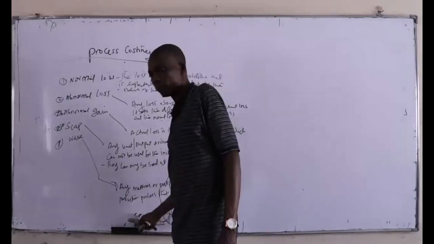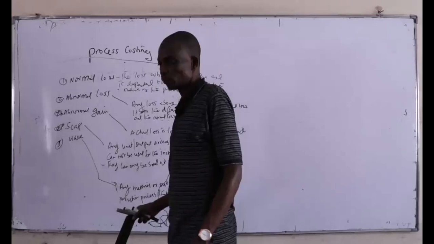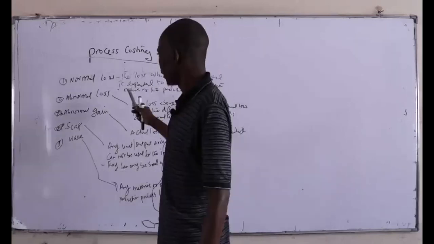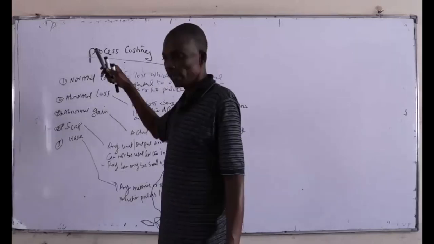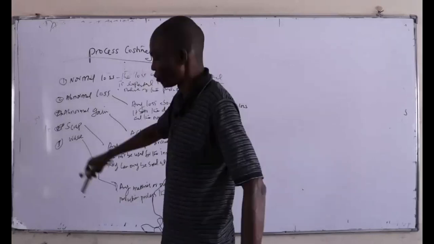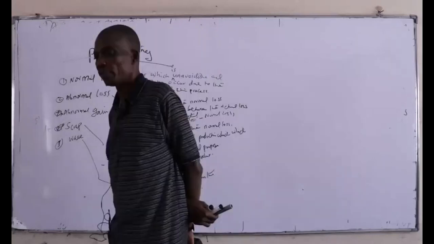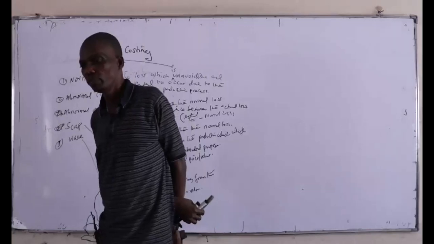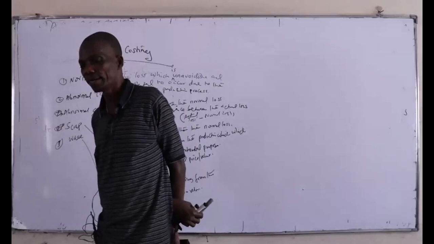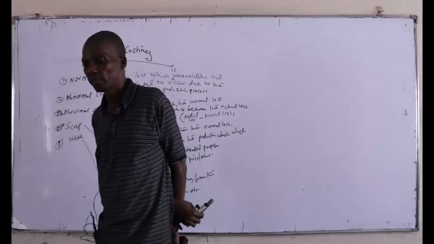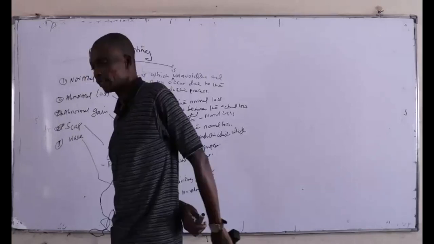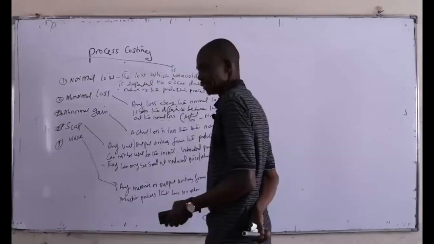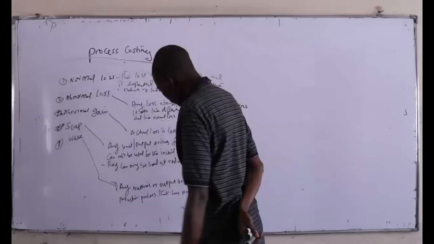So remember normal loss: usually you will be given percentages of normal loss. They are usually based on the input units. So if it is 10%, and the input units are 100 units, then 10% of that becomes 10. It means that we expect the output to be 90 units. Now, having understood this, the next thing is to understand how we maintain the process account.